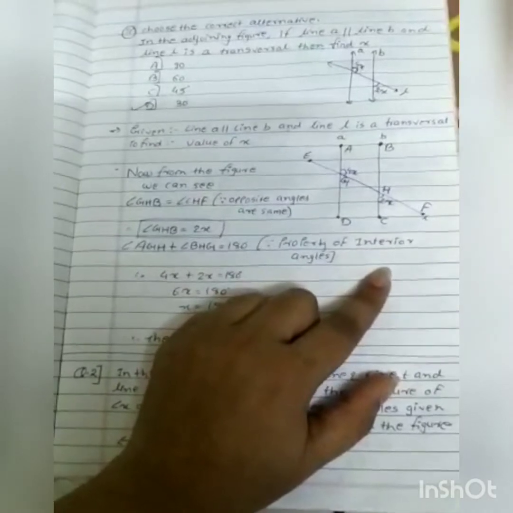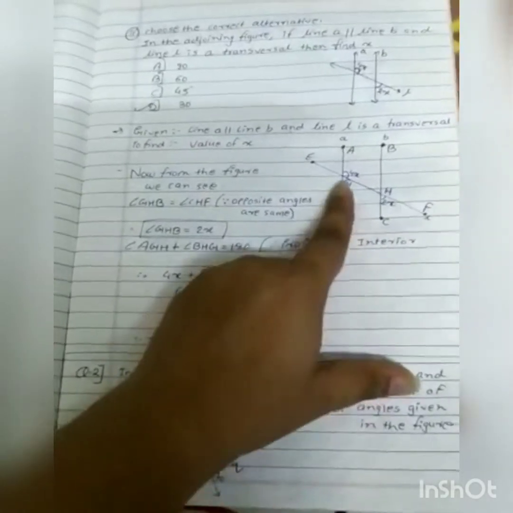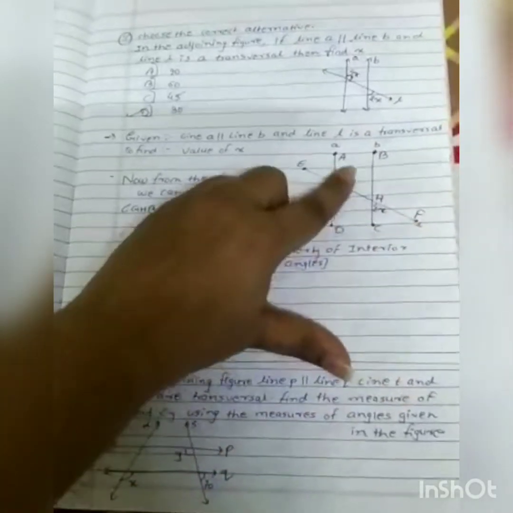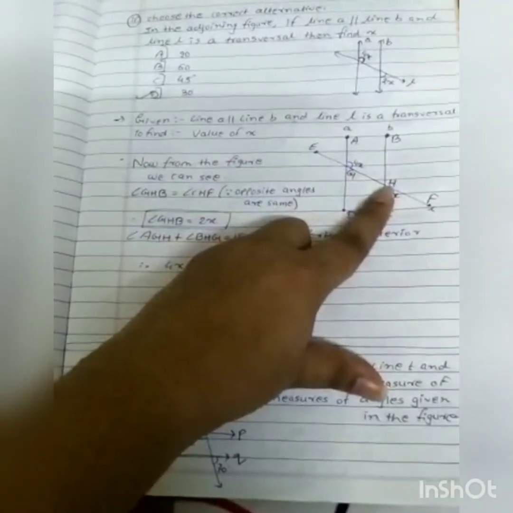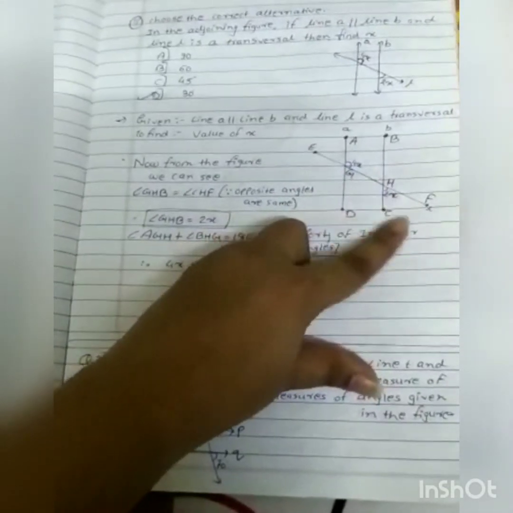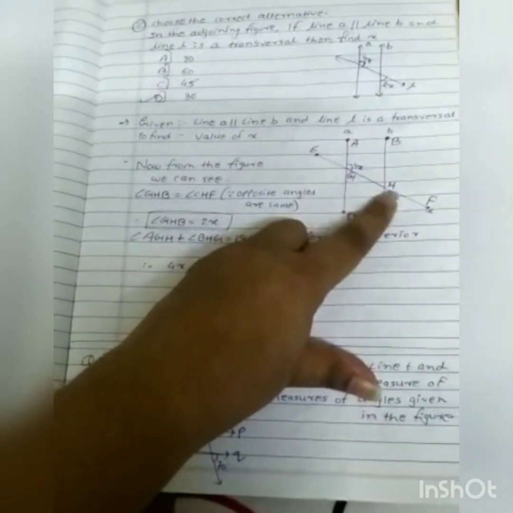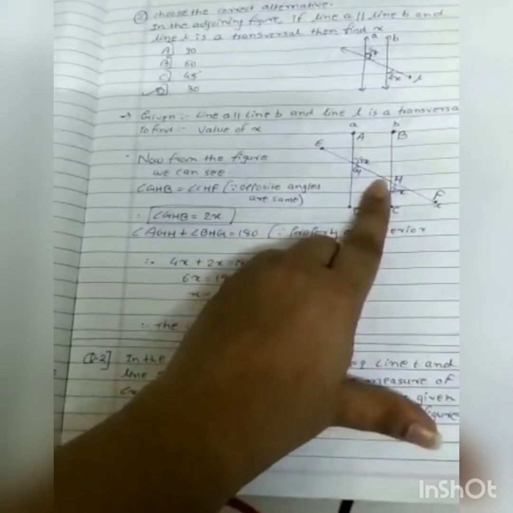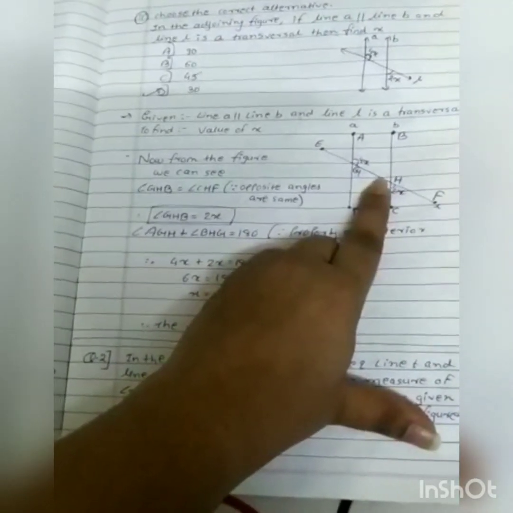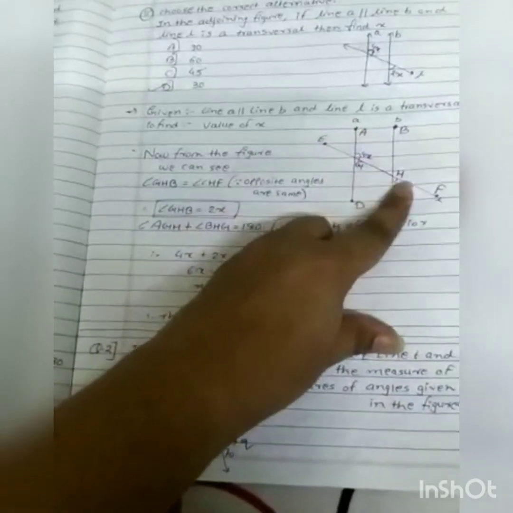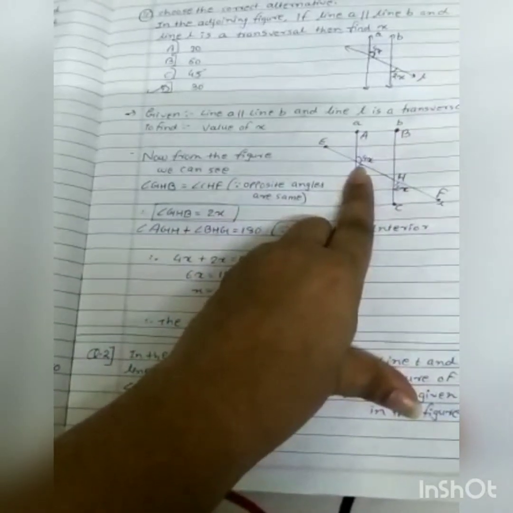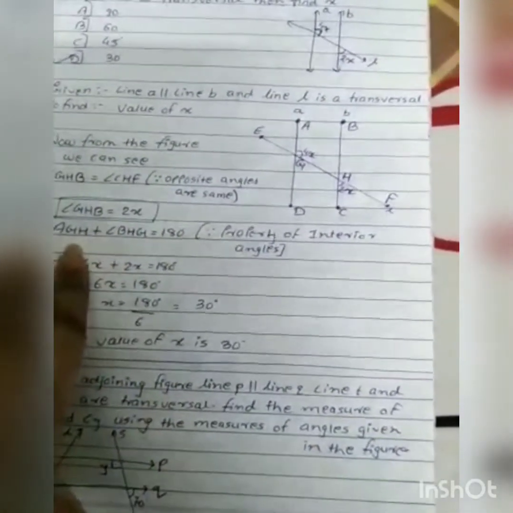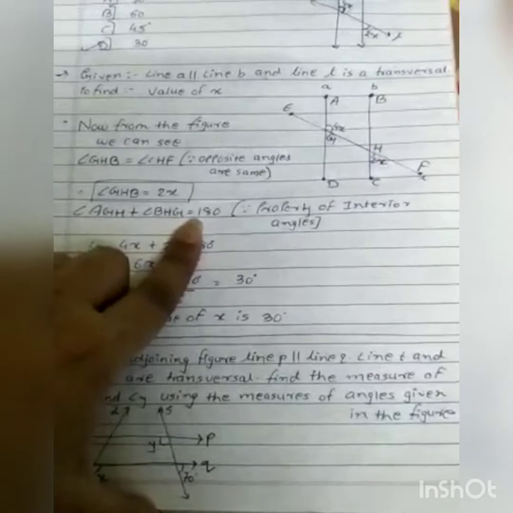Now we can see that GHB and CHF, these two angles are opposite angles and opposite angles are the same, meaning CHF is 2x, that means GHB is also 2x. Now AGH and BHG add up to 180 degrees. See, interior angles, got it? So angle AGH plus BHG is equal to 180 degrees.